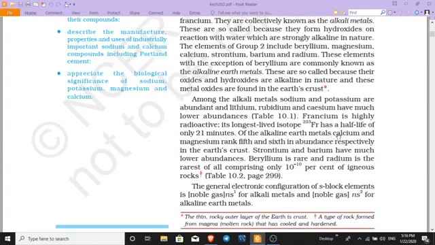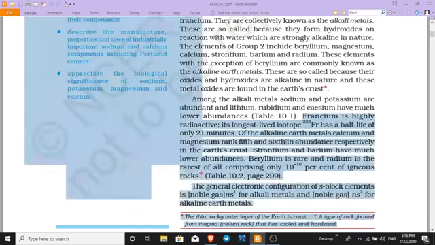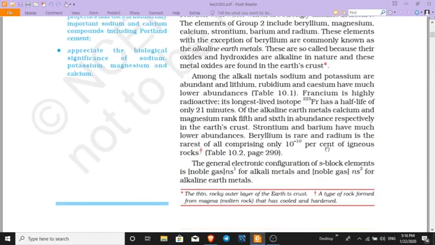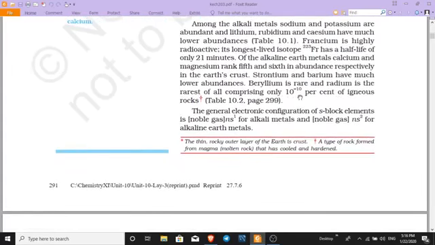Of the alkaline earth metals, calcium and magnesium rank 5th and 6th in abundance respectively in the earth's crust. So this is an important part, underline this part till crust. And strontium and barium have much lower abundance. Beryllium is rare and radium is the rarest of all, comprising only 10 to the power minus 10 percent of igneous rocks.